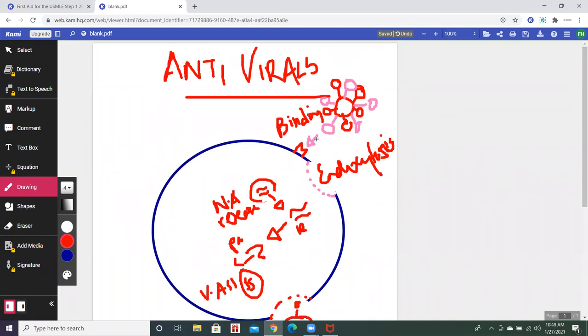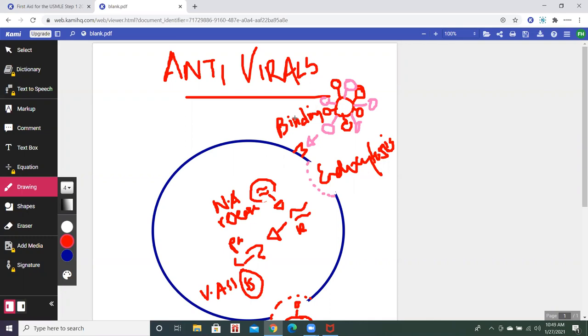Okay, so our goal is to intervene in these processes. The first one is if we try to stop viral attachment, for example, interferons. Does anyone know the mechanism of action of interferons?